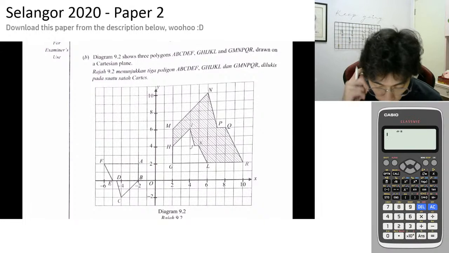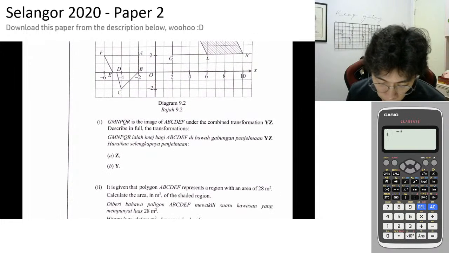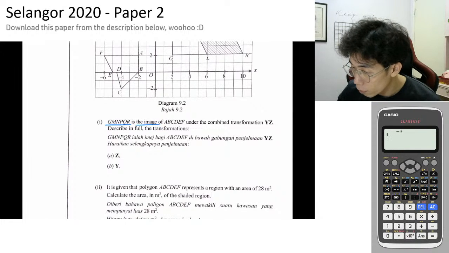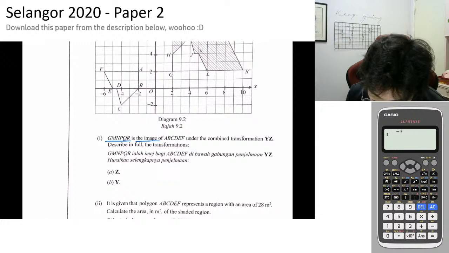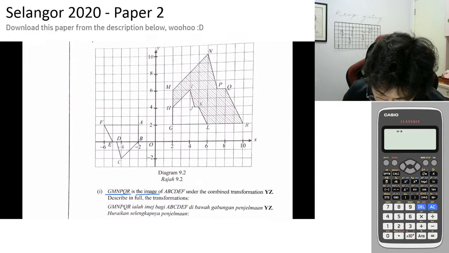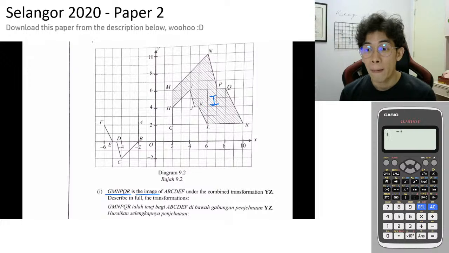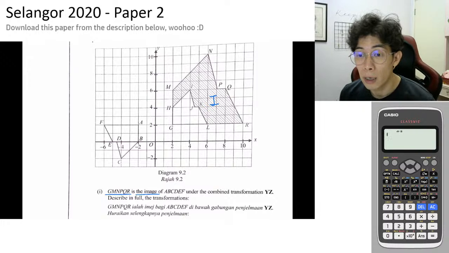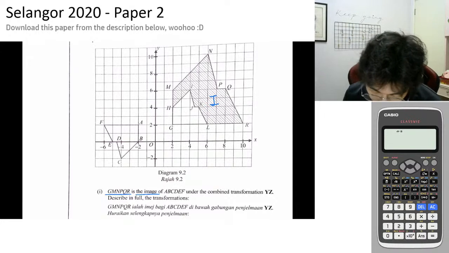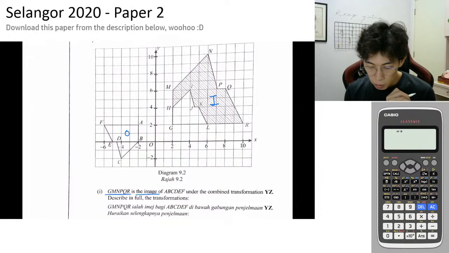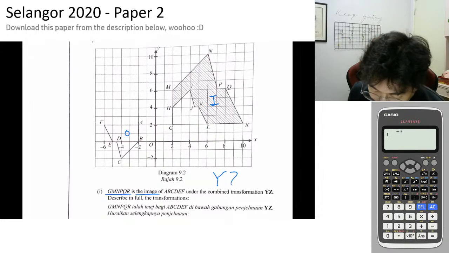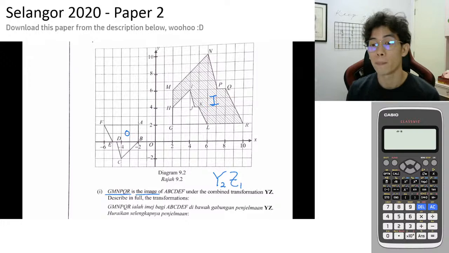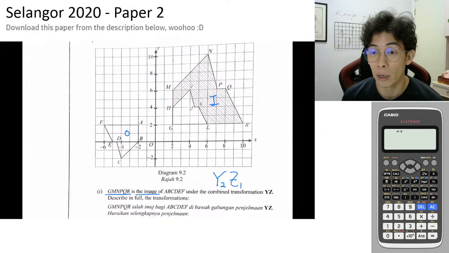The important thing is when you see there, it says GMNPQR is the image. So I go there and I put that image there. This is the one, the biggest one, the image. And after that, this is the object. This is the object under combined transformation YZ, where YZ is Z and then Y.